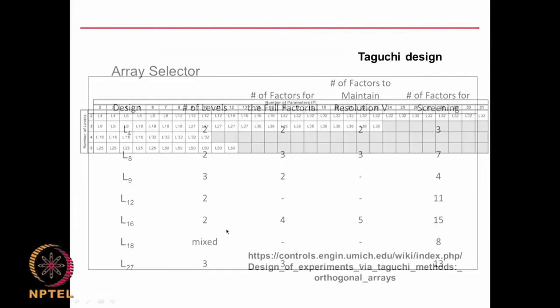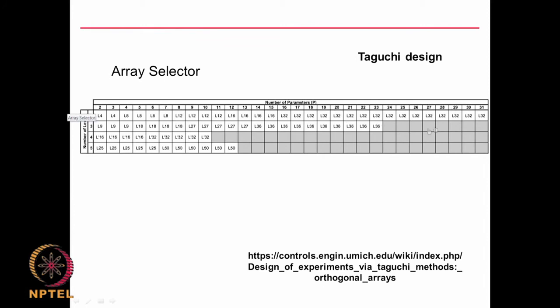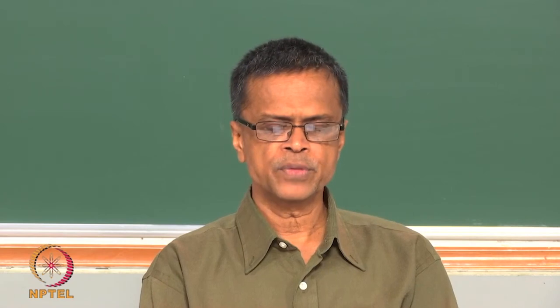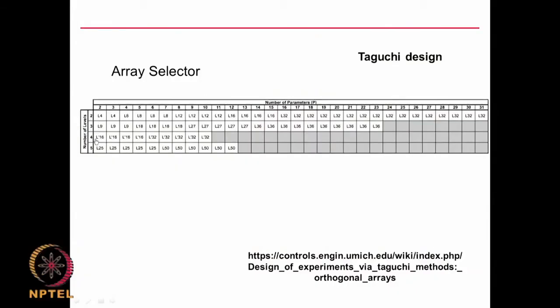So the main advantage, as I said, is there are design tables available. Taguchi has prepared and given them, so we can use those tables directly, whether it is 2 levels or 3 levels. As you can see here, there are tables for 2 levels, 3 levels, 4 levels, 5 levels. Generally we will not go to 4 levels and 5 levels. So for 2 levels, 3 levels, there are tables available depending upon the number of parameters. There are tables for L32 also, that means 32 experiments you need to do. So you just pick up those tables and make use of them for your design.